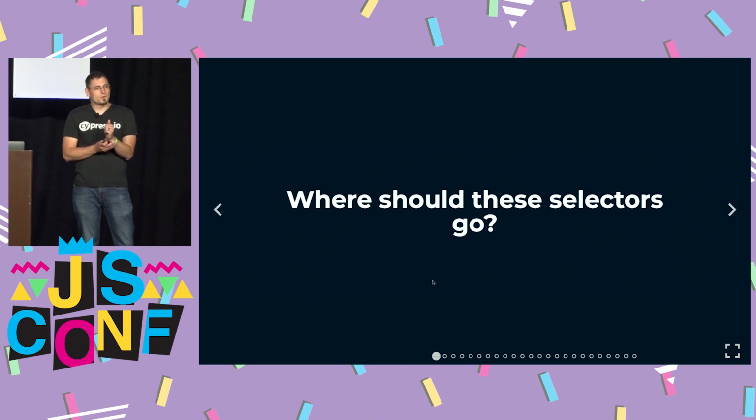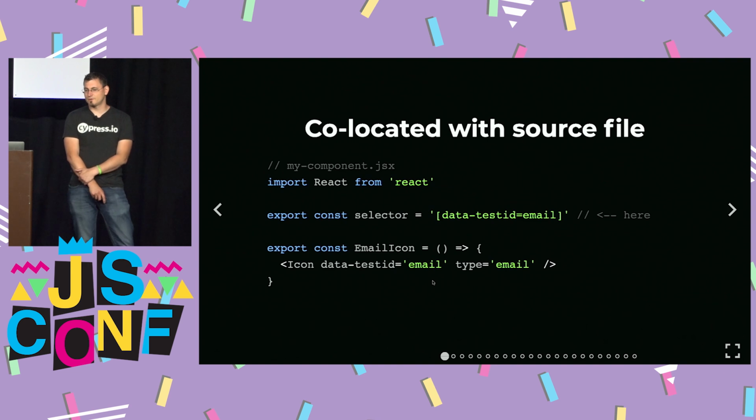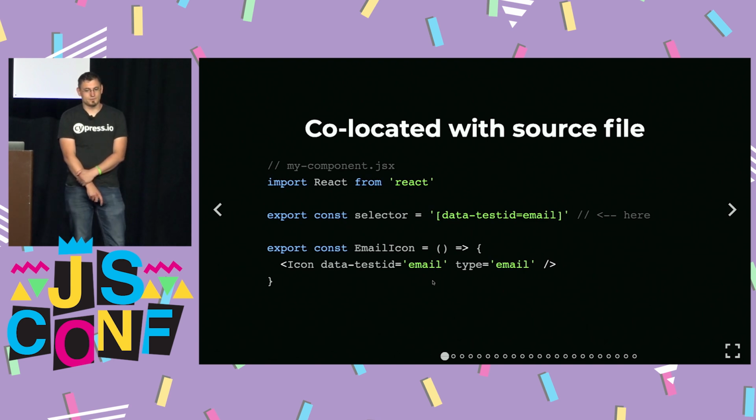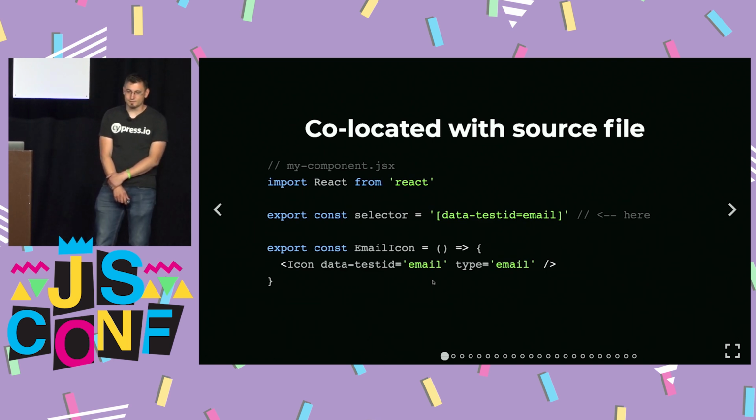But then the next question is, where do these selectors go? Where do you put them? One option is co-located with your source code. That seems like a pretty obvious choice. I've got the import React statement at the top, and then I'm going to export a const called selector, and I'll name it data test ID email. Now you can just grab that selector, and now you can grab that icon. You can see it's matched to the icon's data test ID inside that email icon component.